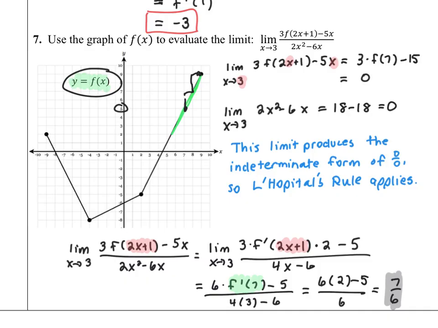And that's about it for L'Hopital's rule. It's pretty basic to follow. You just have to remember all the requirements and all the work that they want you to show for these problems so that you show an in-depth understanding of what you're doing and why you're doing it.